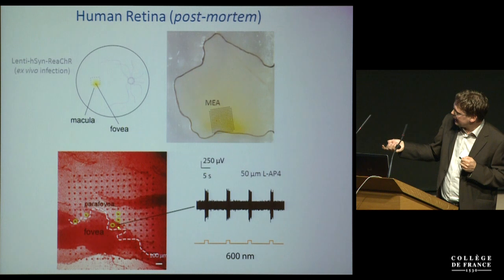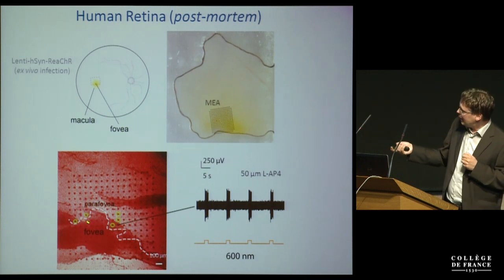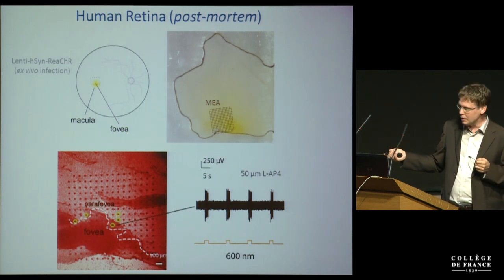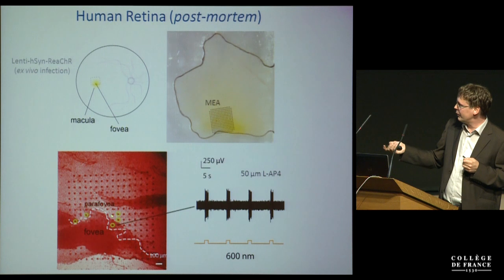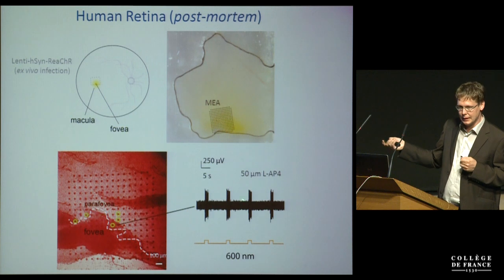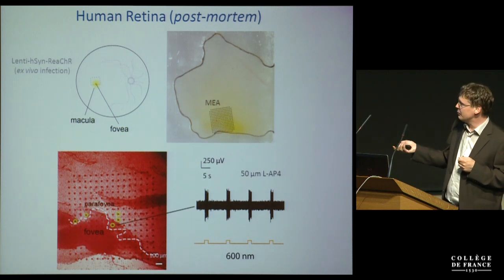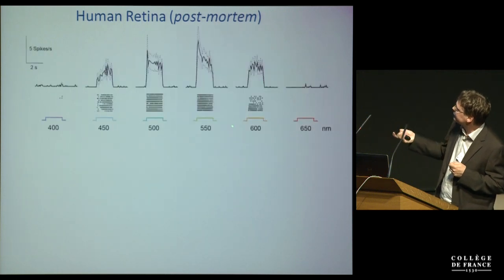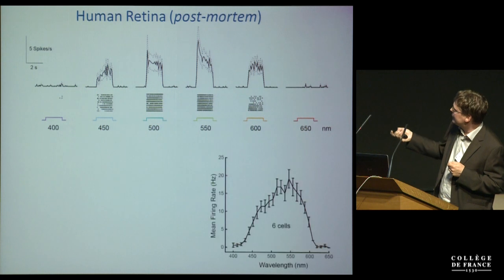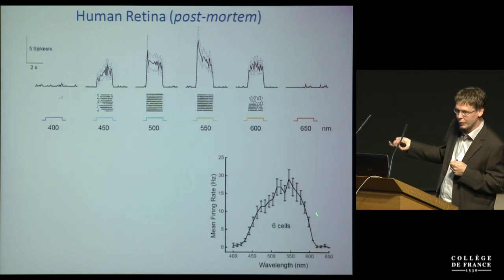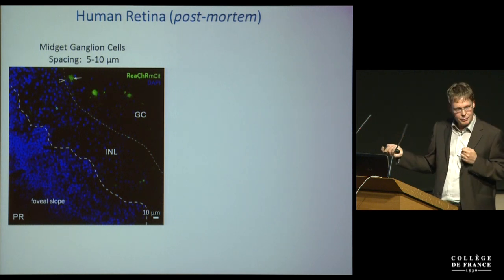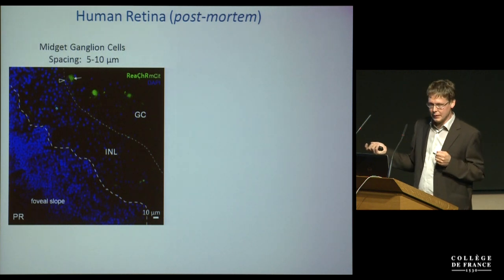Here these are the cells where we recorded light responses. And the interesting thing is, if you look at this dashed line here, this is the border line of the fovea, where we have the cones only, to the parafovea. Here where the first ganglion cells were popping up, we had spontaneous spiking, and some cells had a strong spike response upon stimulation with red light. And this shows the action spectrum, and we can stimulate up to 600 nanometer from 6 recorded cells.